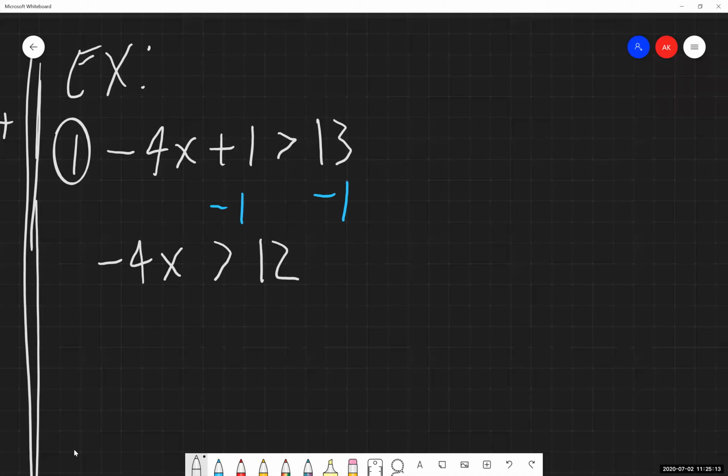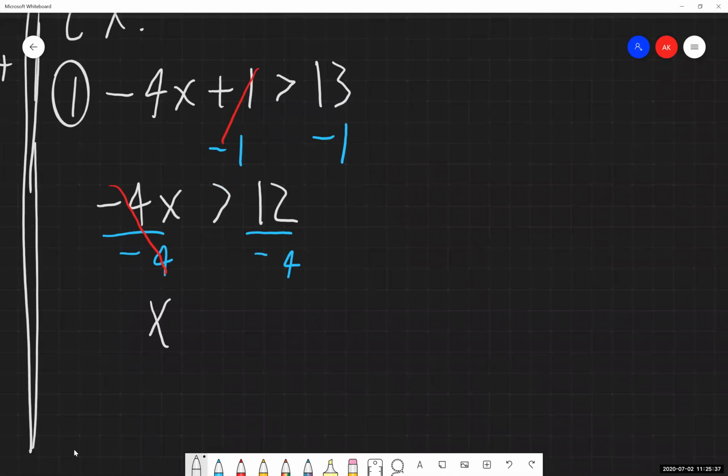From here, I do not want negative 4x to be greater than 12. I want just x greater than something like that. I want to get that x by itself. So I'm dividing both sides by that negative 4. So this negative 4 divided by negative 4 cancels out, and I'm left just with x on the left side. On the opposite side, I have 12 divided by negative 4. Positive divided by negative is a negative, and I get negative 3.